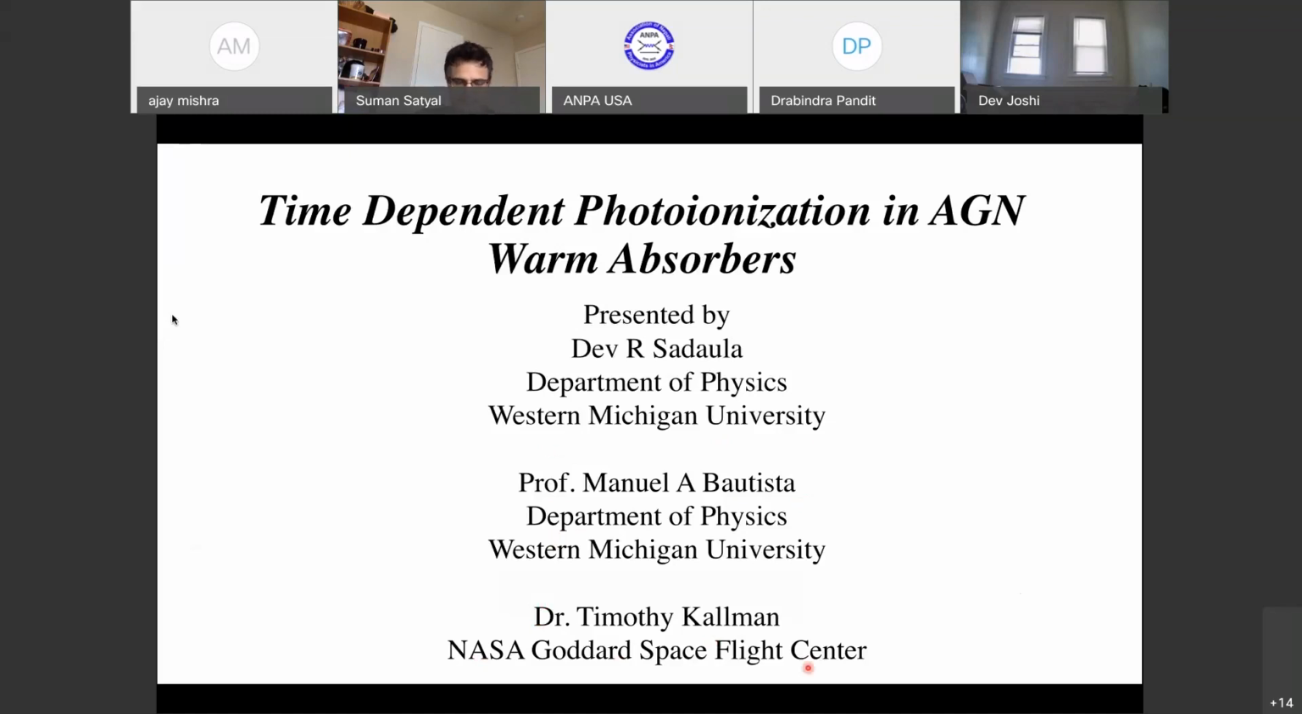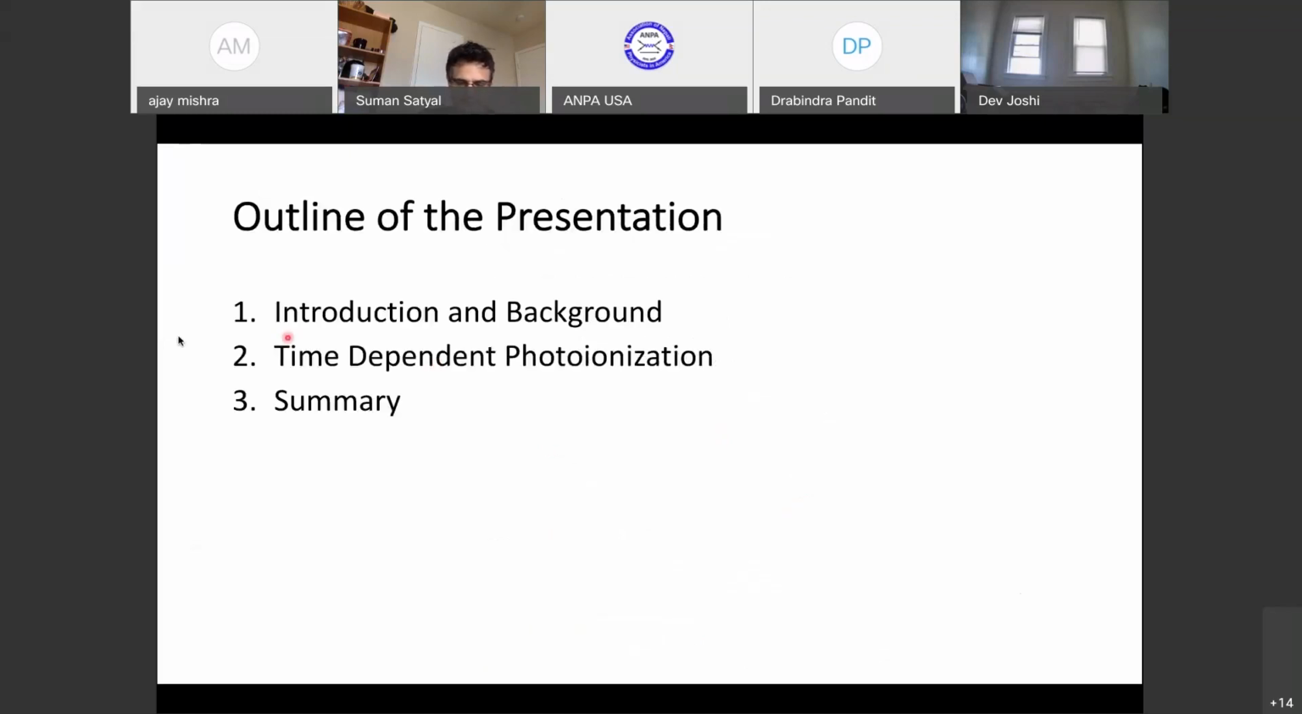Here is the outline of the presentation. I will briefly explain what active galactic nuclei, in short AGN, and the warm absorber are at first. Then I will talk about the necessity of time-dependent calculations. At last, I will give the summary of the whole presentation.